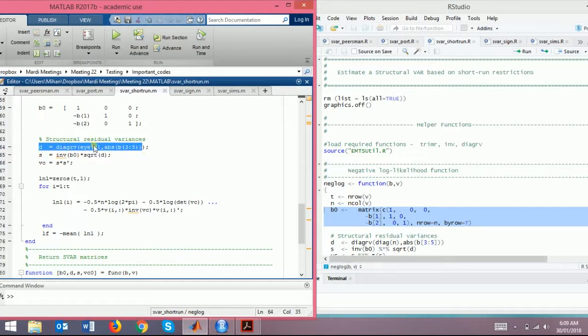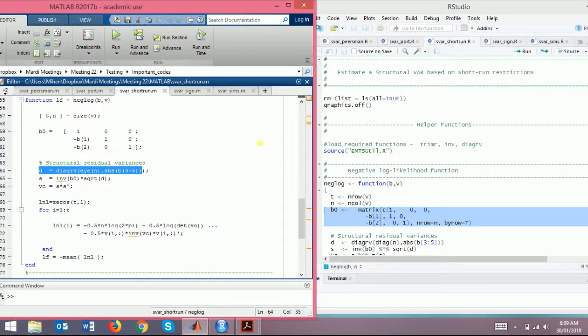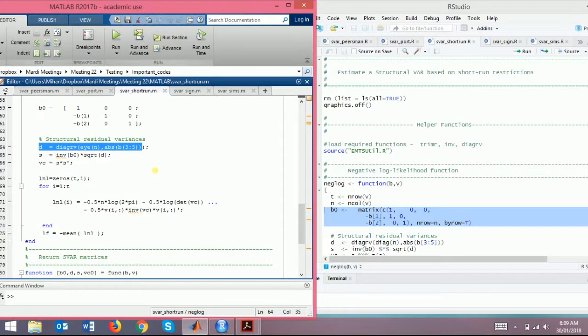Structural, residual and variances, diagonal elements, where you have x and v. X is an identity matrix, which is the size of number of columns. The identity matrix will be created as per number of columns, and these identity elements will be placed diagonally on v, and v is our beta parameter.